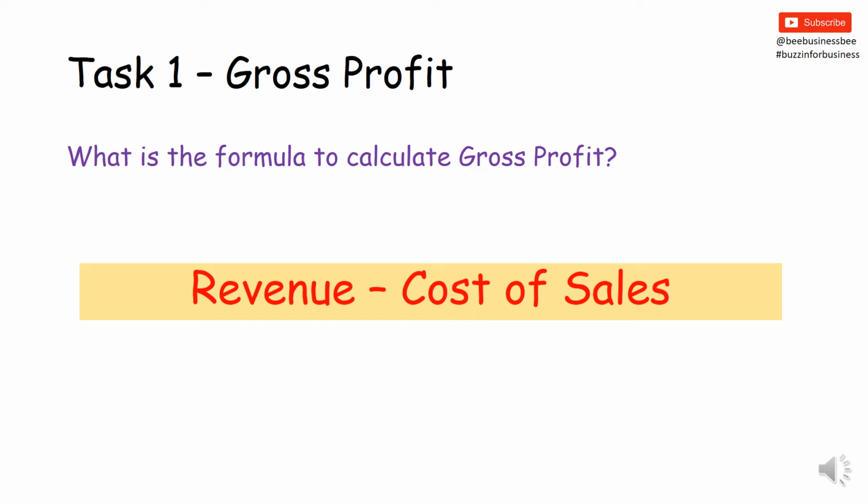Okay, that's a nice simple one. You should have got revenue minus cost of sales. Remember, you need to understand that. Remember, revenue is money going in, and the cost of sales is the cost to make the product or the service.